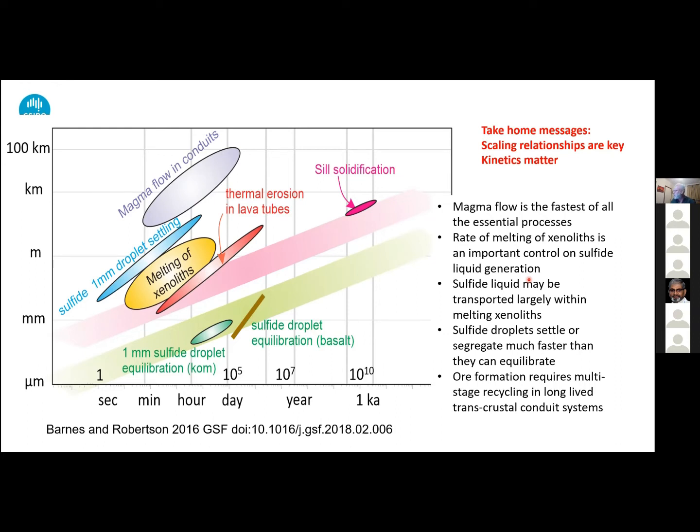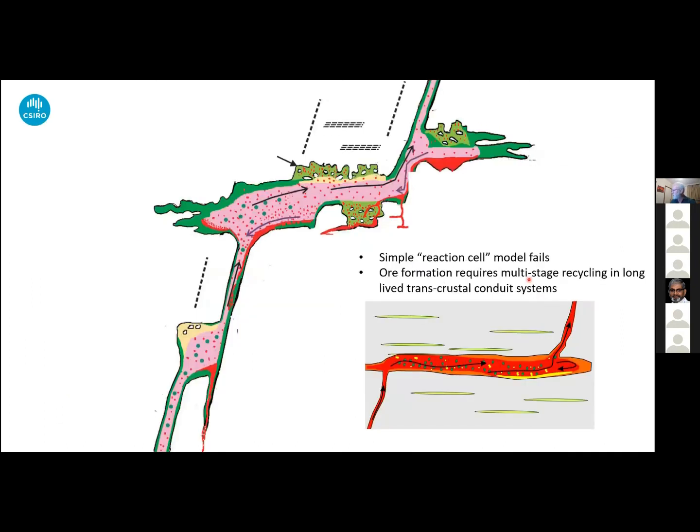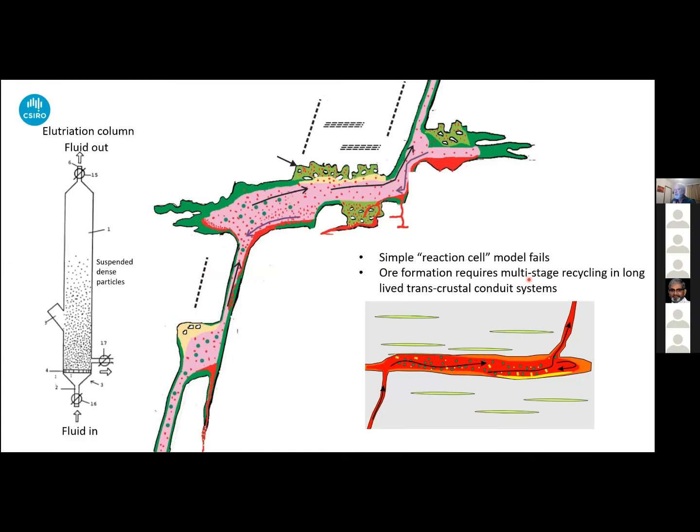And the reason I'm taking you through this: ore formation requires multi-stage recycling in long-lived systems. And you'll see what I mean as we go along. So basically the simple reaction cell model fails. We're looking at a system which involves retaining sulfide liquid in a magmatic system and recycling it through a considerable period of time while we're flushing magma through the system.